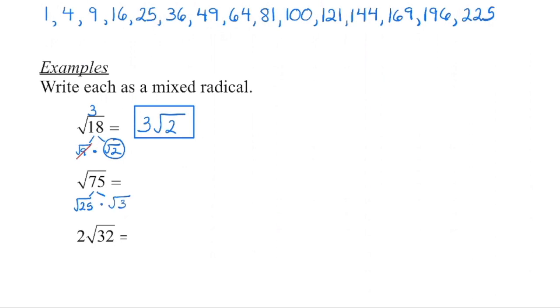So I'm going to take the square root of 25, that's a perfect square, and we can put that on top. The value is going to be 5, and then the square root of 3 is irrational, so we're going to be left with 5 times the square root of 3.